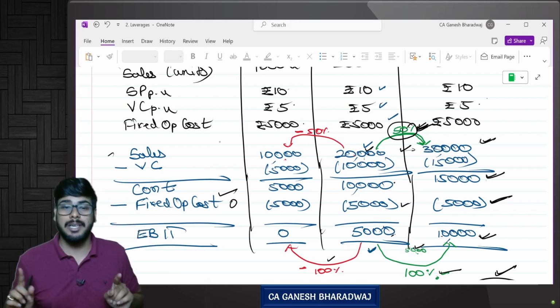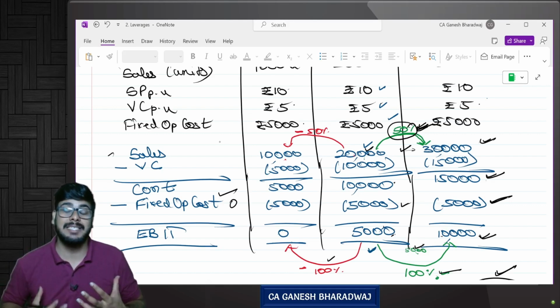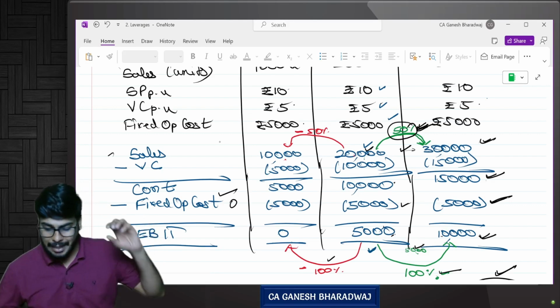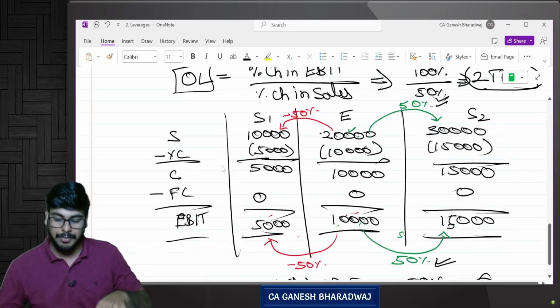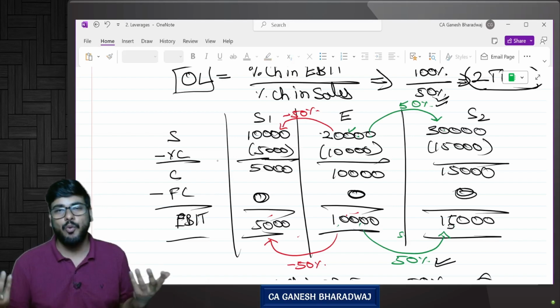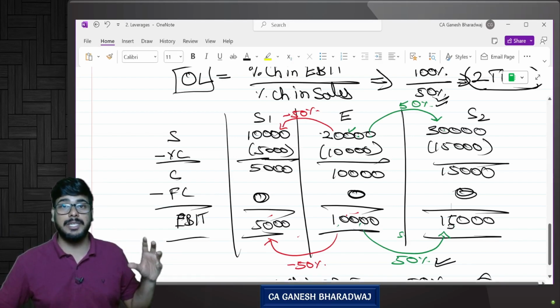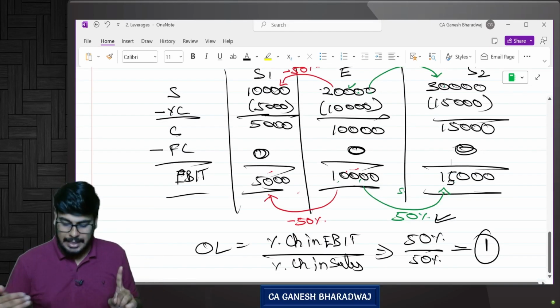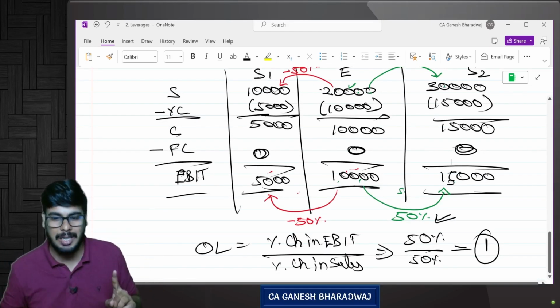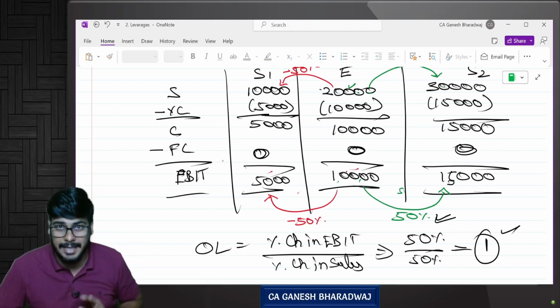So obviously here, since it is not moving in proportion, beyond this point, what happens? There is a magnifying effect. And we learn this by way of this particular example also. If you keep your fixed cost as 0, what will happen? There will not be any magnifying effect. Don't say your leverage will be 0. The leverage will be 1. That is, the percentage change in EBIT divided by percentage change in sales will be 1 in this case. Are you clear with this?